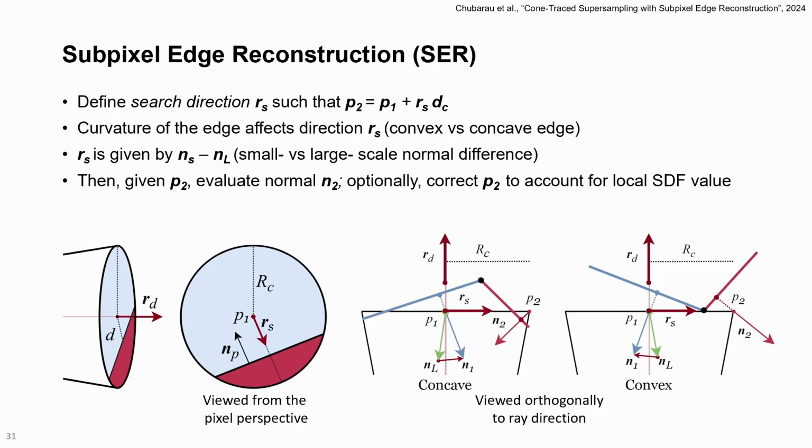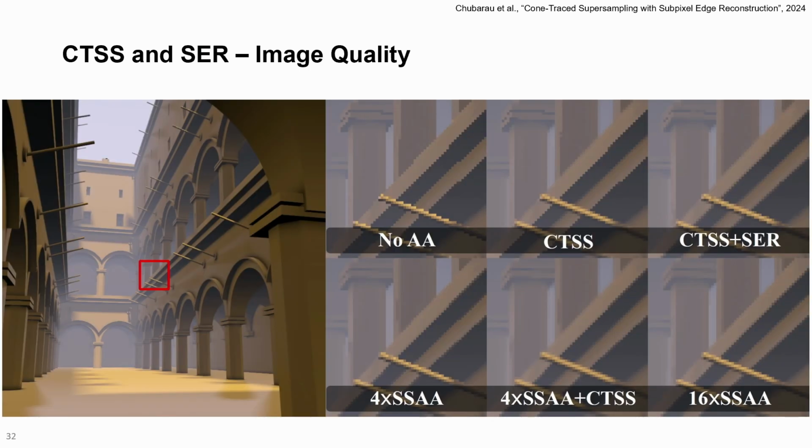So we define the search direction, we look along that search direction within our cone, and we evaluate the normal at that point. Then we have the normal of the primary surface and the normal of the secondary surface, and once we know that, we can intersect them properly. And that's the subpixel edge reconstruction. We've resolved the edge, and we know where the primary sample is and where the secondary sample is, and since we have computed the intersection between them, we also know their relative visibility. Now, just to compare the image quality, we have here a simplified Sponza scene, which is an SDF-based representation.